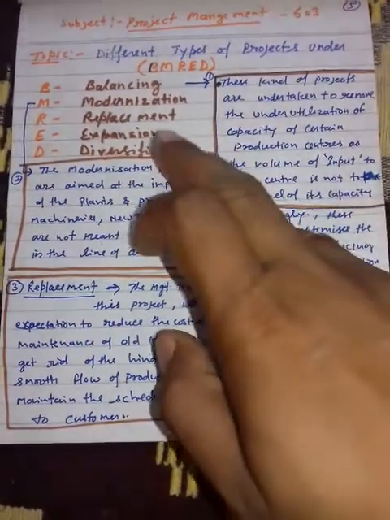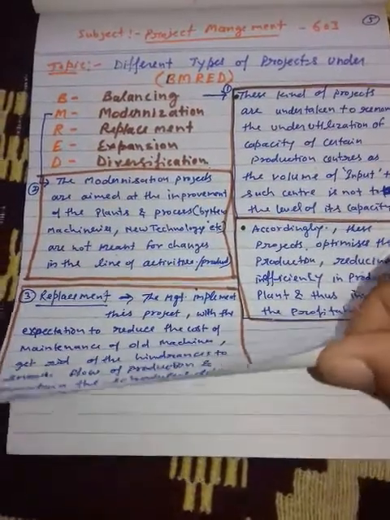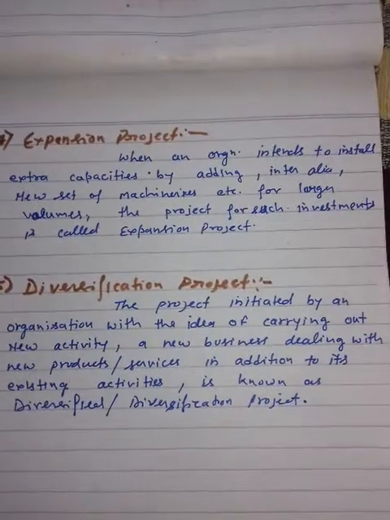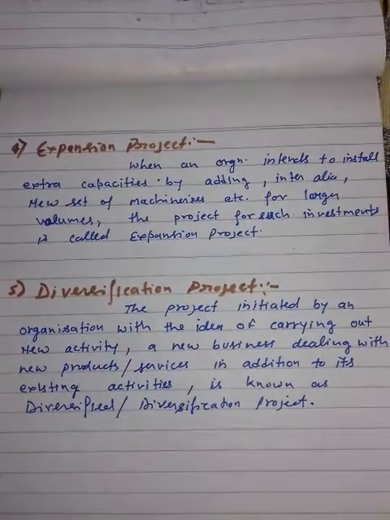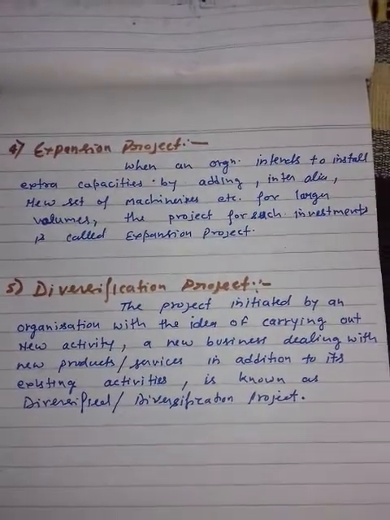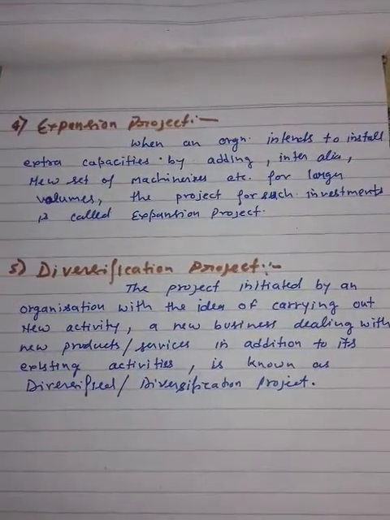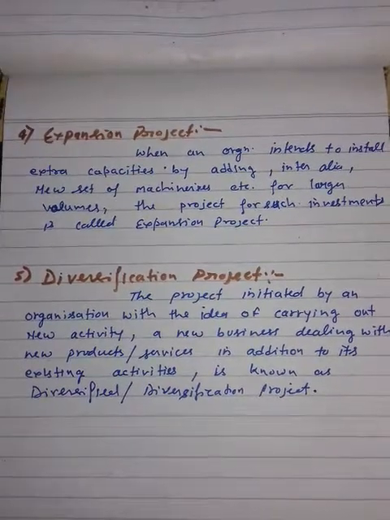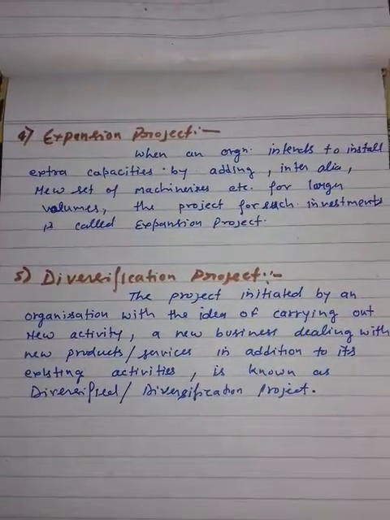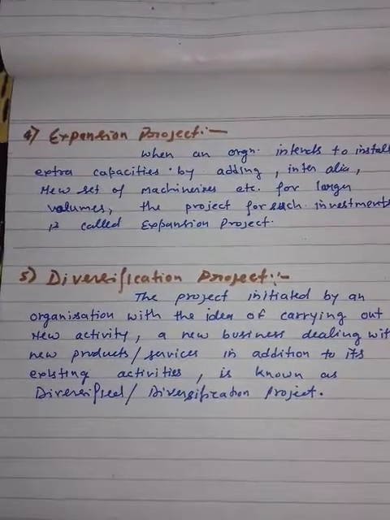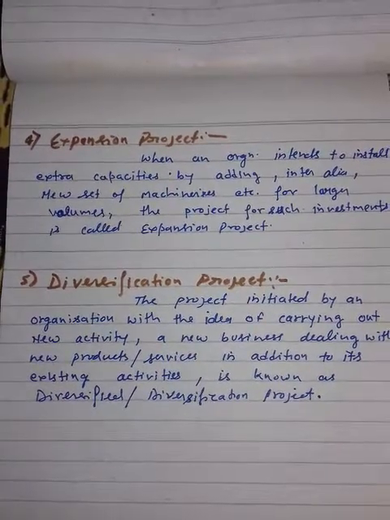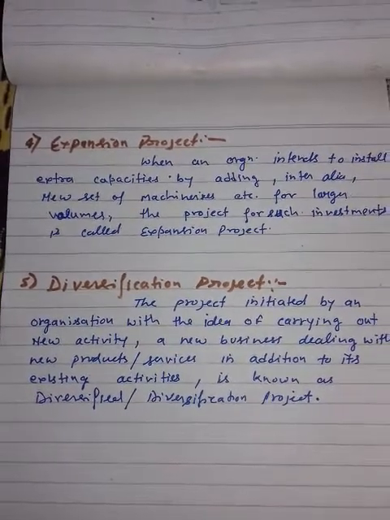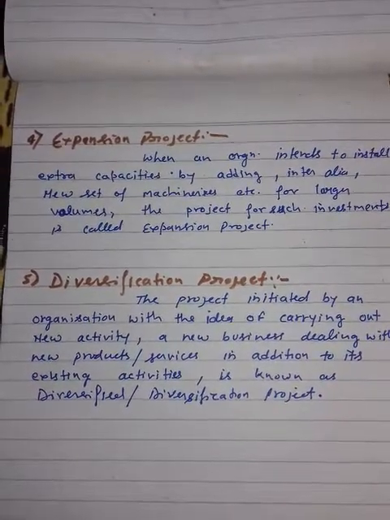The fourth point is expansion. Expansion is basically the situation where an organization carrying out a certain volume of activities may like to increase its volume of activities with the same product and services and grow also. When such an organization intends to install extra capacity by adding new sets of machines and labor volumes, the project for such investment is called an expansion project.